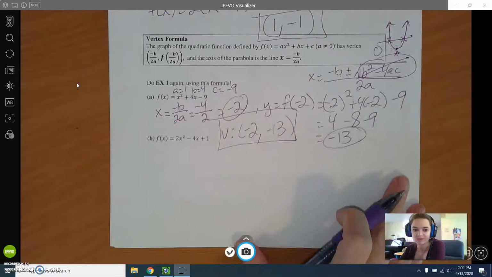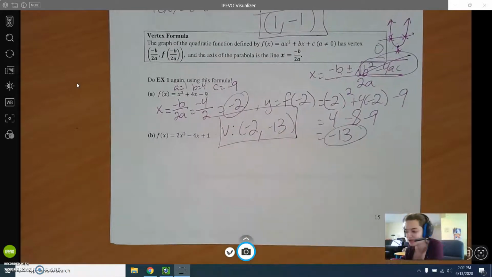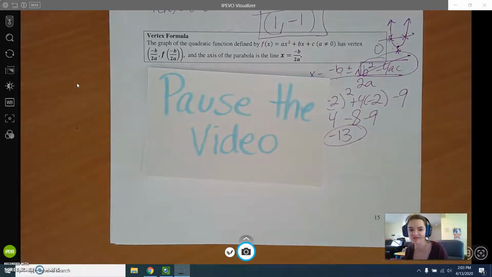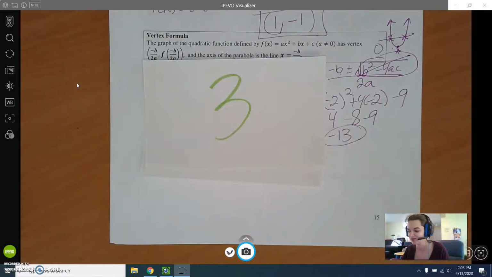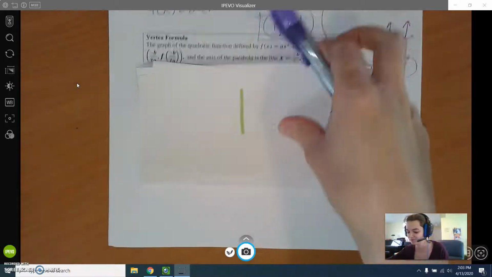Okay? Let's do another one. So for part B, we're going to use the exact same equation and see if we get the same answer. So I'm actually going to let you guys try one. See if you can use that formula and find the vertex. You know what the answer is going to be, to check yourself, but go ahead and pause your video, see if you can try it, and I'll show you the answer in 3, 2, 1.